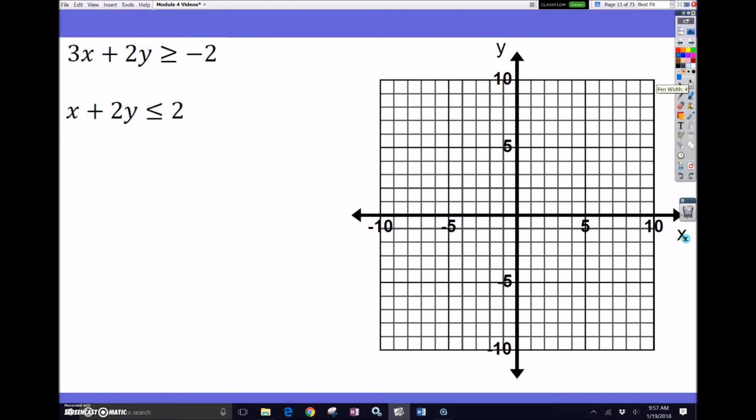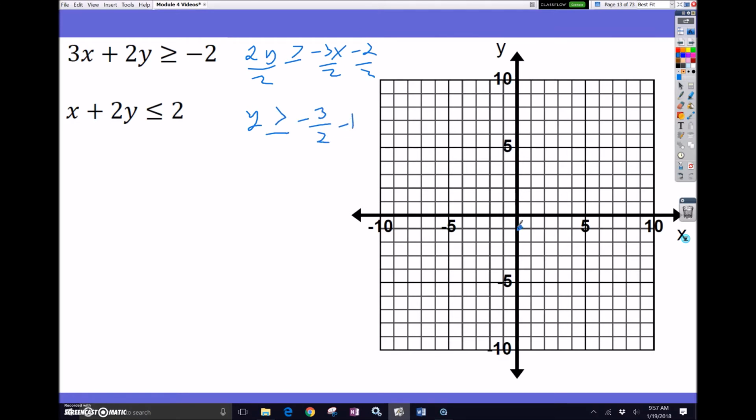I want to turn this first one into slope-intercept form, first by subtracting 3x on both sides. That would give me then 2y is greater than or equal to negative 3x minus 2. If I divide each and every term by 2, I'm going to have y is greater than or equal to negative 3 over 2 x minus 1.